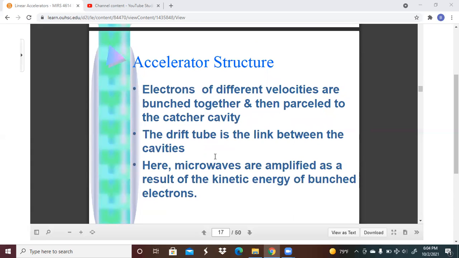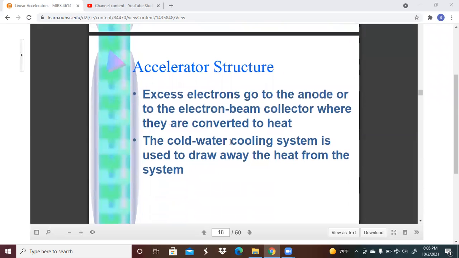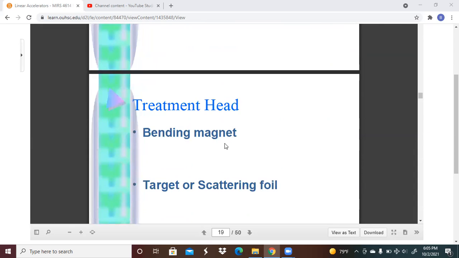Electrons of different velocities are bunched together and then parceled to the catcher cavity. The drift tube is going to be the link between the two cavities. And then here the microwaves are amplified as a result of the kinetic energy of the bunched electrons. Excess electrons go to the anode or to the electron beam collector, where they are converted into heat. The cold water cooling system is used to draw away heat from the system.